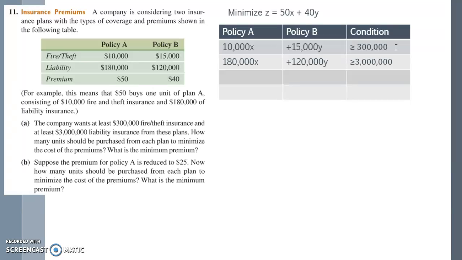Also, because we can't have negative policies, we're going to restrict our graph to be in the first quadrant, just like the last example. So let's take a moment to graph this over in Desmos and see what we come up with.